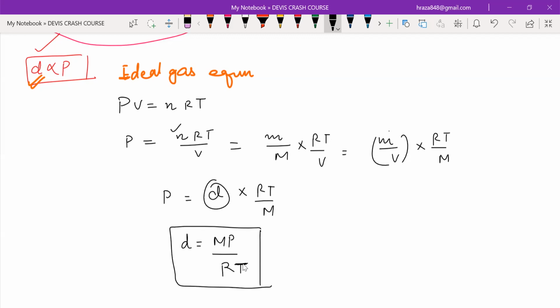Have you heard? So the formula for density has molar mass, P for pressure, R for constant, T for temperature. And we can do a question on this. I'm going to give you a very good question on this.